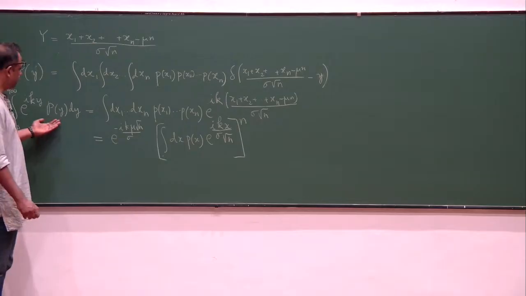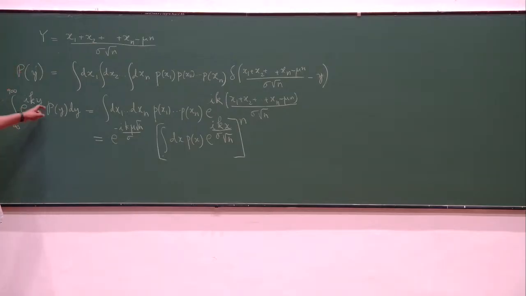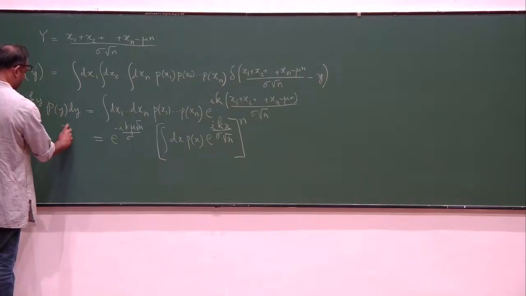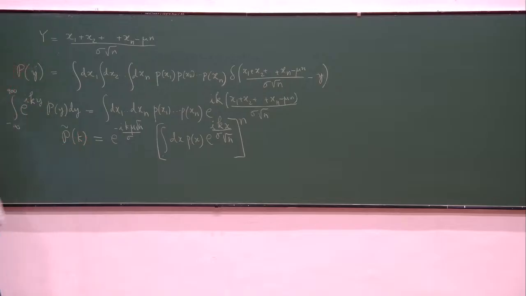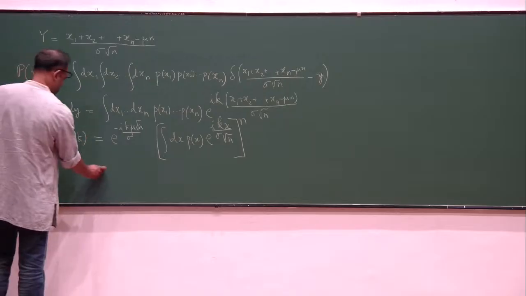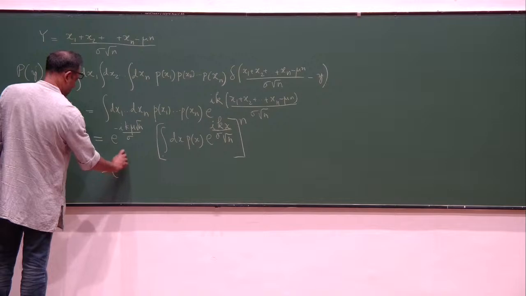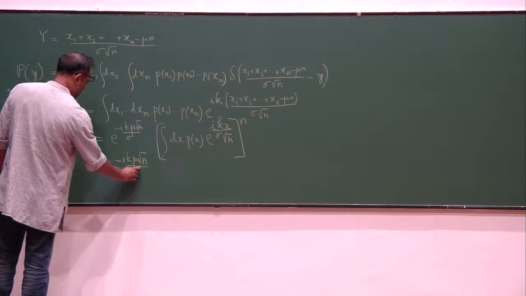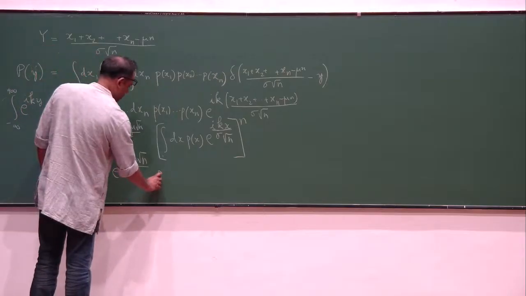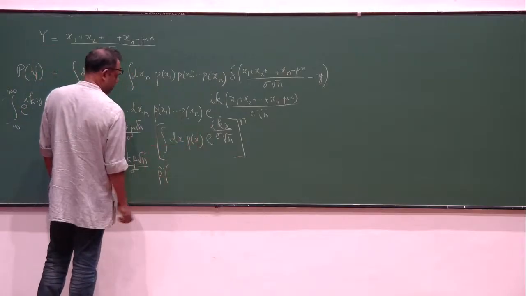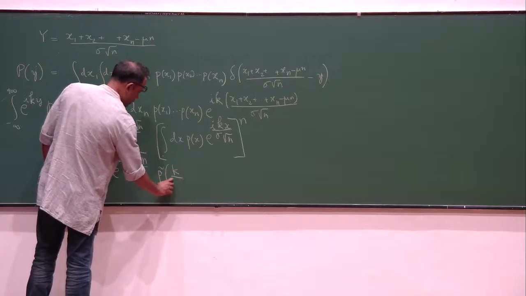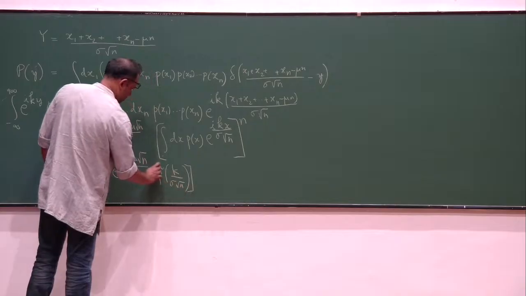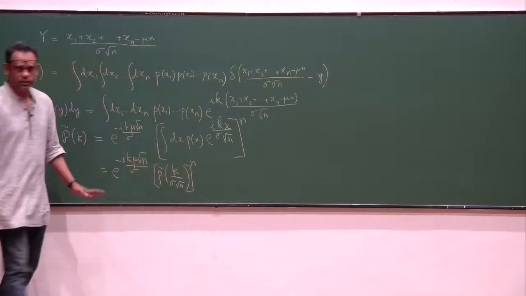So, I want some notation for the Fourier transform. Notation will be p tilde. So, this will be p tilde of k, and this will be therefore equal to e to the power minus I k mu root n by sigma, small p tilde, but k is now a bit different, k by sigma root n, to the power n. Is this clear?